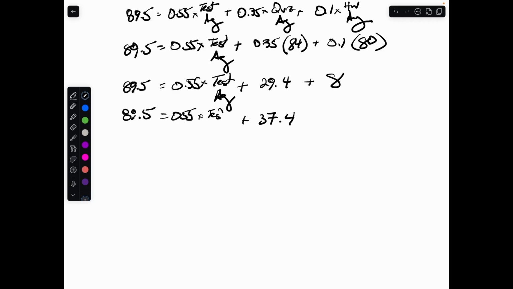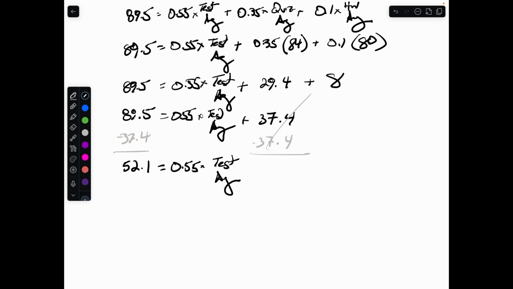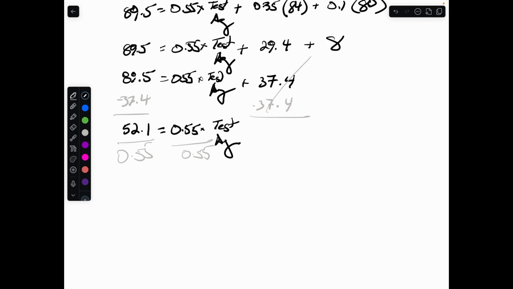0.55 times the test average plus 37.4. I'm sorry that the algebra machine has to go through this, but it does. Minus 37.4 on both sides, so that goes away. And on this side, I have a 52.1. That's the same as 0.55 times the test average. Right now it's being multiplied by 0.55, so to get test average by itself, I need to divide both sides by 0.55. When I do that, 52.1 divided by 0.55 is 94.72.